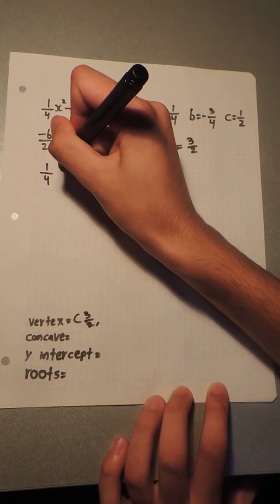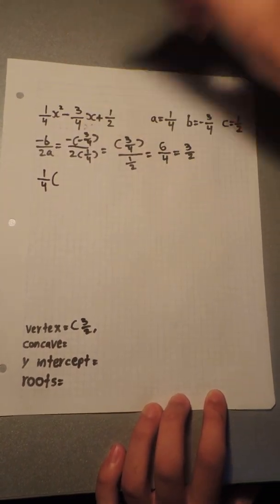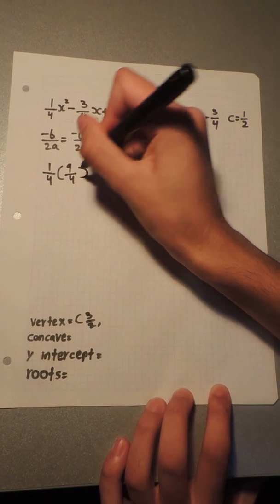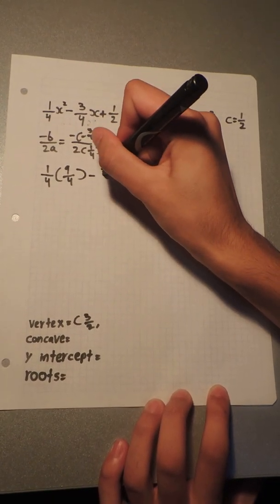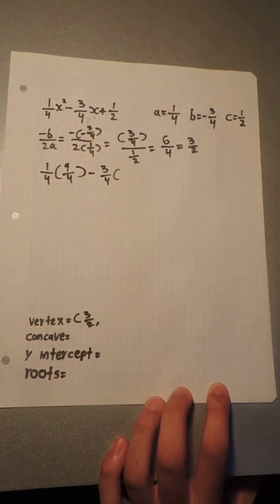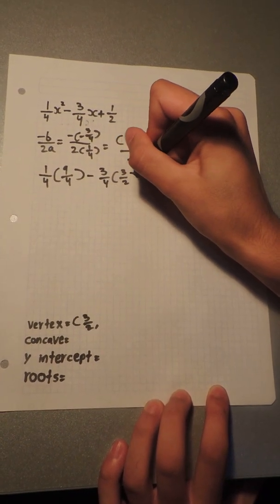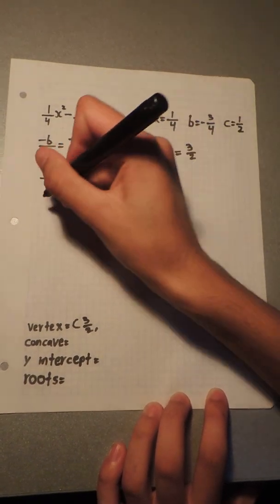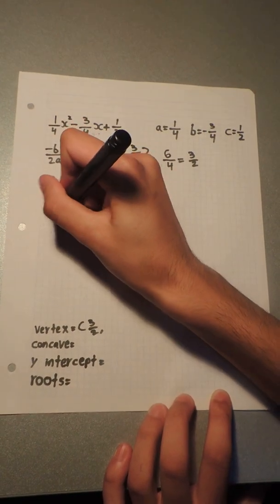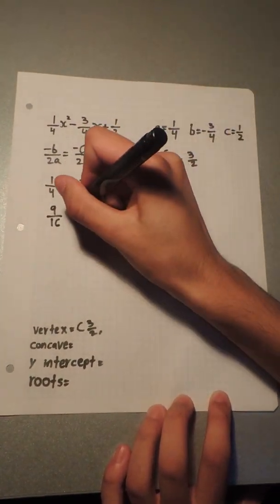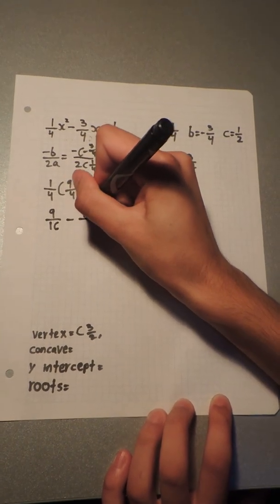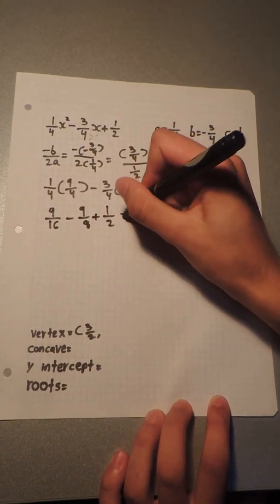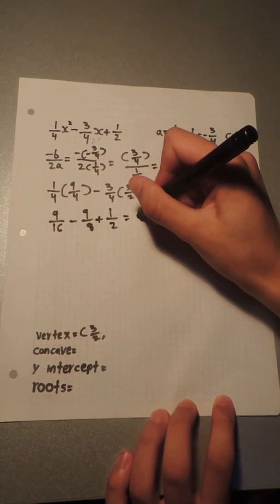So 1/4 times 3/2 squared, since we are substituting it here, is 9/4. So I will be skipping that step. Minus 3/4 times 3/2 plus 1/2. Okay, now we simply multiply this. 9 over 16 minus 9 over 8 plus 1/2. And then we have to find the least common denominator, which is 16.